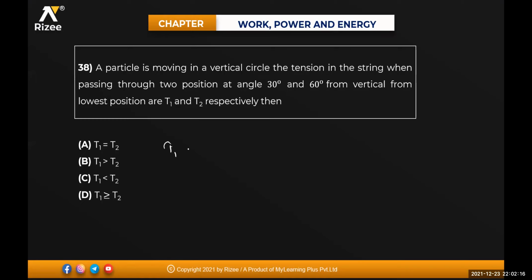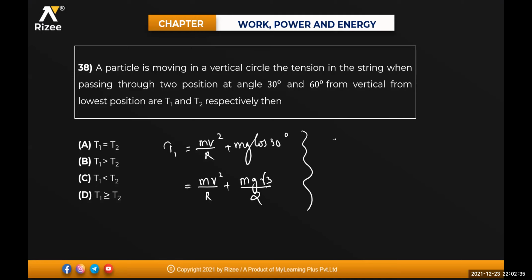T1 from the lowest two positions means T1 is equal to mV square divided by R plus mg cos 30, isn't it? So it is equal to mV square divided by R plus mg into root 3 divided by 2.